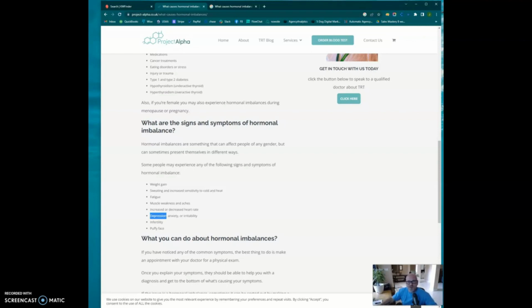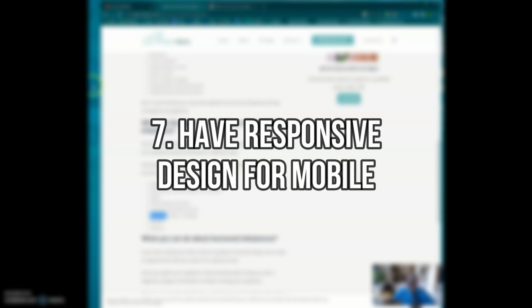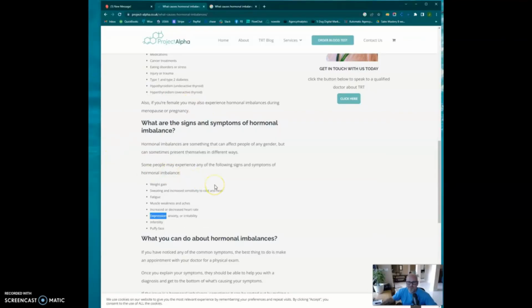Also, a couple of small things I wanted to touch on. You want to have responsive design for mobile. So you want to make sure that your blog posts come up good on mobile as well as desktop. WordPress automatically kind of does that, but some of the smaller builders don't. So you want to keep an eye on that. Make sure that it comes up on mobile because most of us are on phones these days, unfortunately.